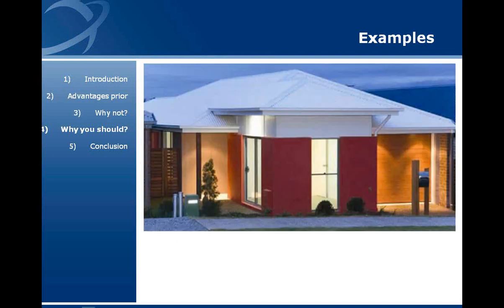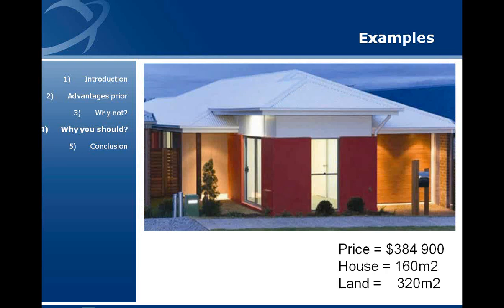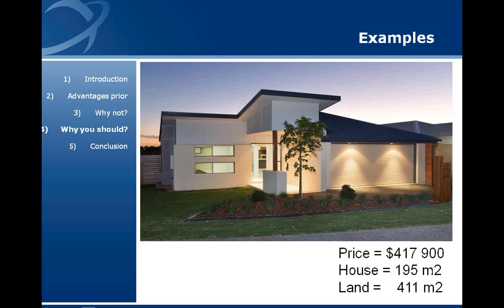Next, we've got a property. This is a 4-bedroom home. It's in Brisbane, just to the north of the city. The price is $384,000, 160 square meter home with the land on 320 square meters. Then you've got, this is a 4-bedroom home, $417,000. The house size is 195 square meters and on a land at 411. And this is an example of a property also in the Brisbane city centre.